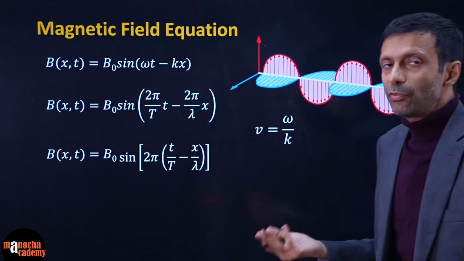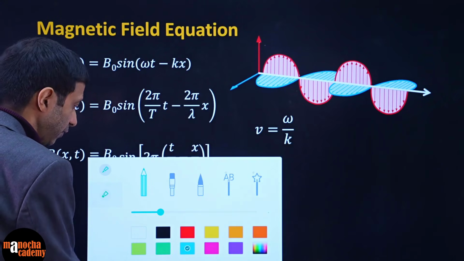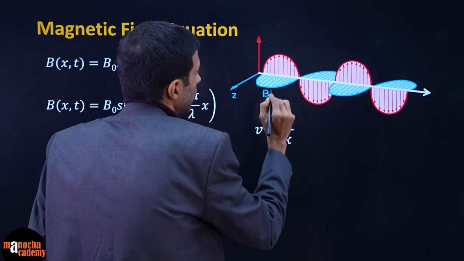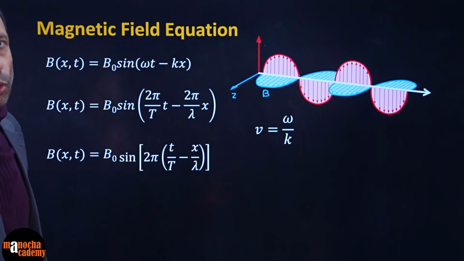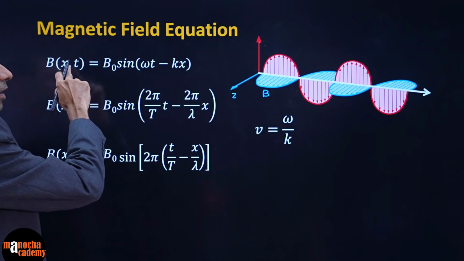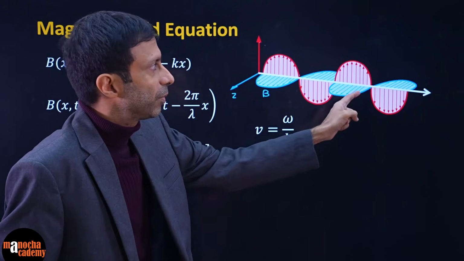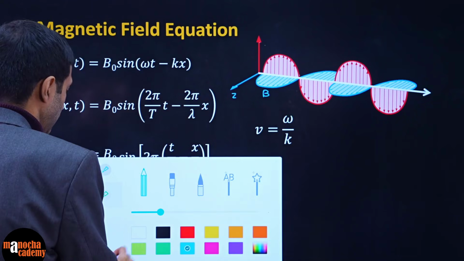Next we'll look at the magnetic field equation, right? We talked about the electric field equation. Now we'll look at our magnetic field, which is along the z-axis. It can be anywhere, but it should be perpendicular to the electric field. Okay. So magnetic field symbol B, x comma t. X means as a function of the distance from this position, right? Because my wave is traveling along the x.